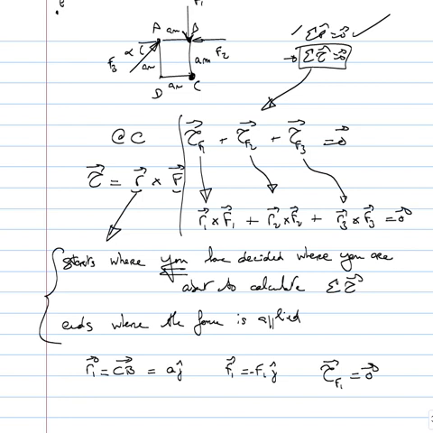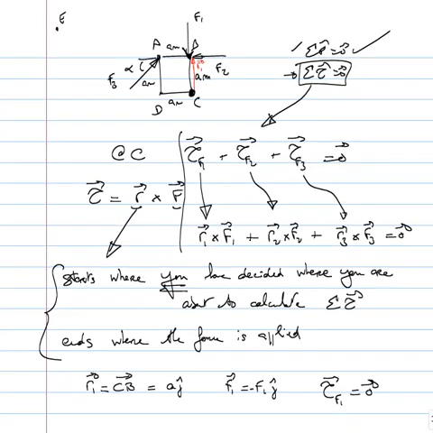Because again, R1 is from here, from C to B. R1 is parallel to F1, therefore the torque is 0.